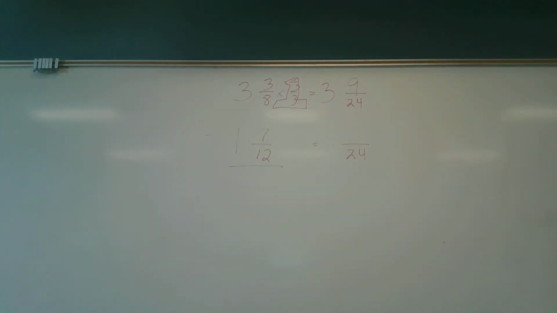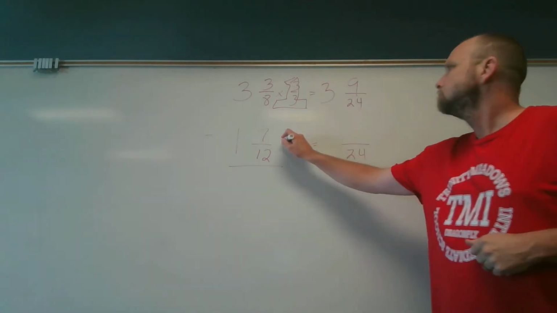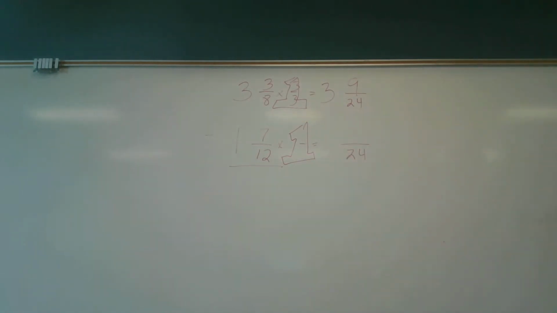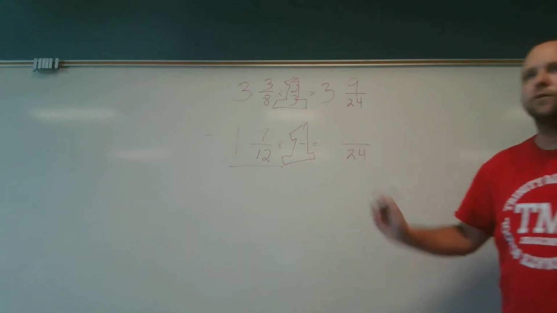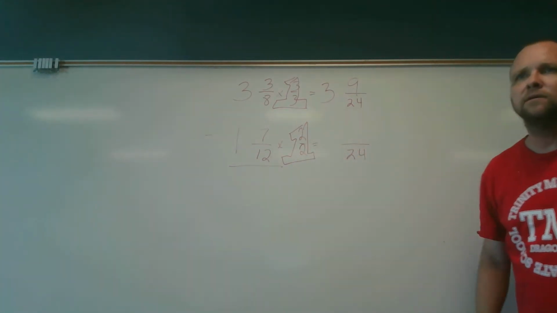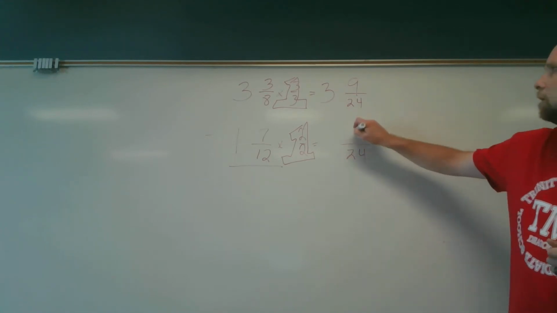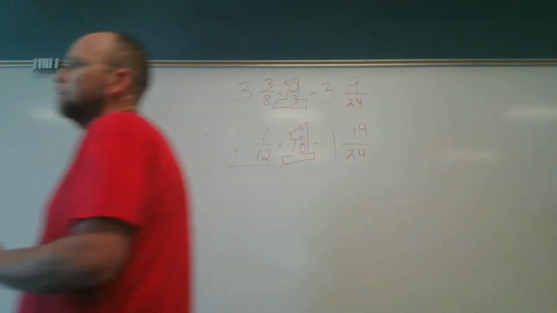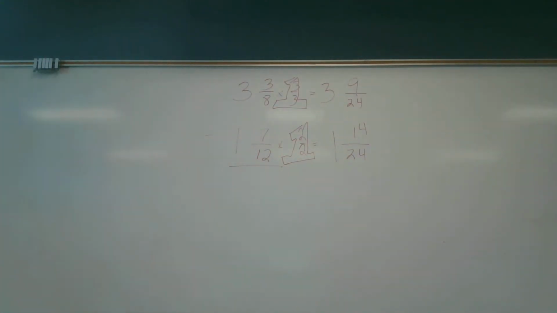Heaven, what would I multiply 7/12 by? 12 times what is 24? 2. 2 over 2. And my numerator is 14. So I have 1 and 14/24. 1 and 14/24. Oh, Camille, have I called on you yet? Oh, good. Now I'm calling on you, Camille. So I have 3 and 9/24.